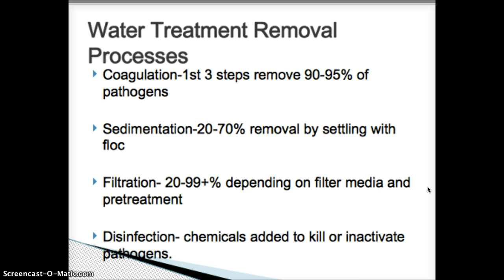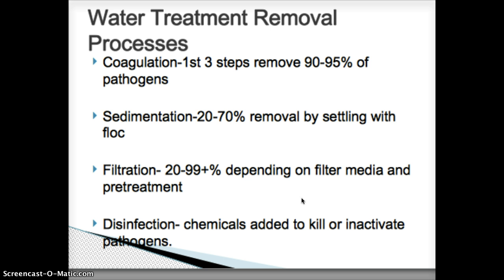In coagulation, the first 3 steps remove 90 to 95% of pathogens. In sedimentation, there is 20 to 70% removal by settling with the floc. And then during filtration, 20 to 99+%, depending on the filter media, is removed. And then at the disinfection point where the actual chemicals or physical processes are added to kill or inactivate the pathogens, that would be the last part of the water treatment process.